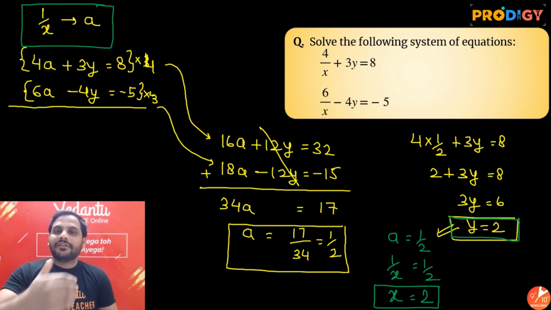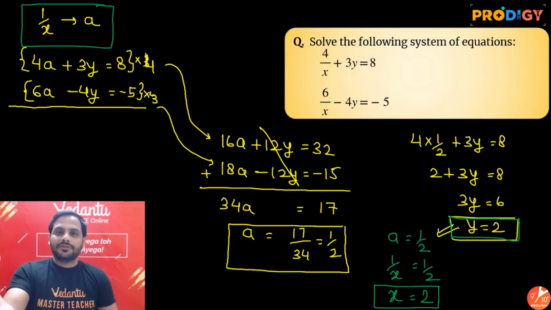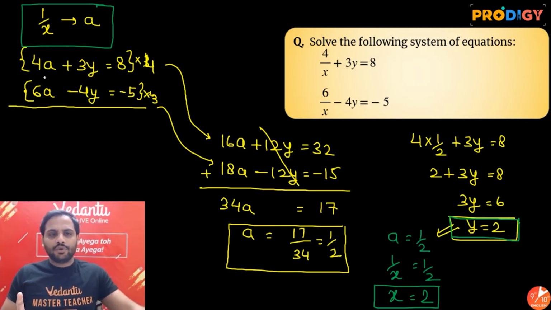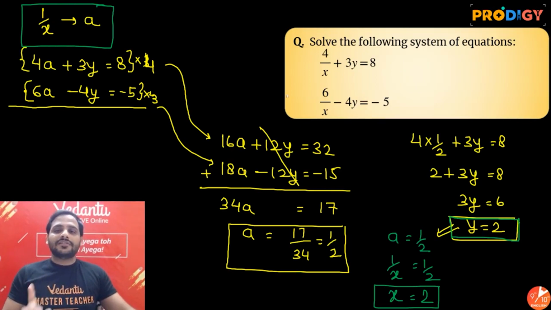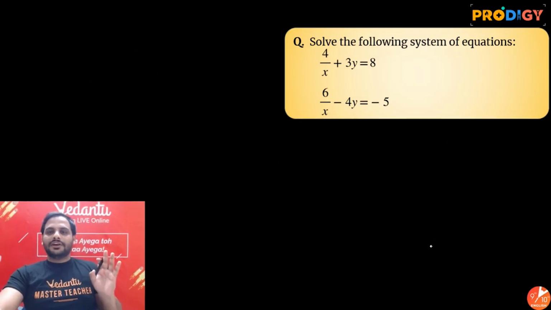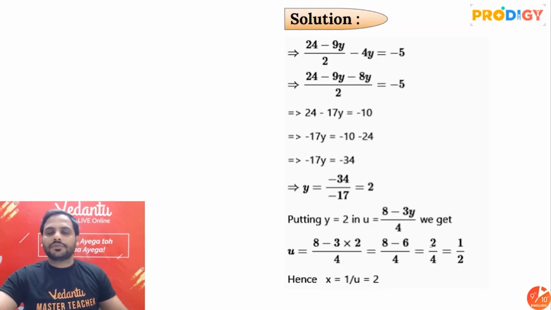So this is how I have reduced it into linear equations in two variables. Because x was in the denominator, they were not linear equations in two variables. So first I wrote 1 by x as a, then the equations got converted into linear equations in two variables, and then it is as simple as that. Once I have got the values of both a and y, I knew I need to give the answer in x and y. a is 1 by 2, and we have taken a as 1 by x. So 1 by x is 1 by 2, that means x is equal to 2, simple. Every question this is what we need to do. So we have got x is equal to 2 and y is also equal to 2.